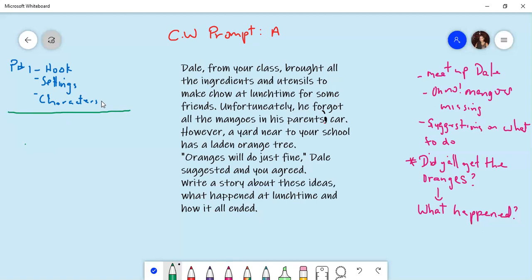Miss Deal could have probably, like his parents could have probably refused to give him the mangoes. It said that he got the mangoes from his parents, but what if his parents probably refused to give him the mangoes?